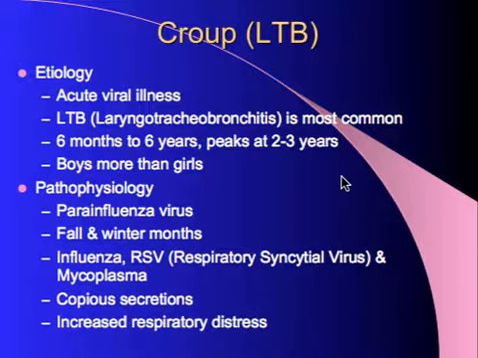Pathophysiology-wise, parainfluenza is the most common cause. It occurs in the fall and winter months. And influenza, RSV, or respiratory syncytial virus, and mycoplasma can also cause it. These children have copious secretions and increased respiratory distress.